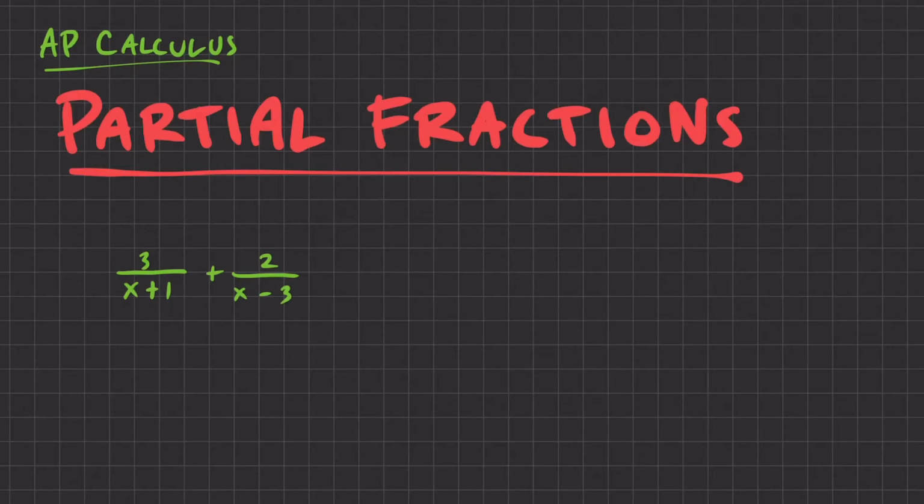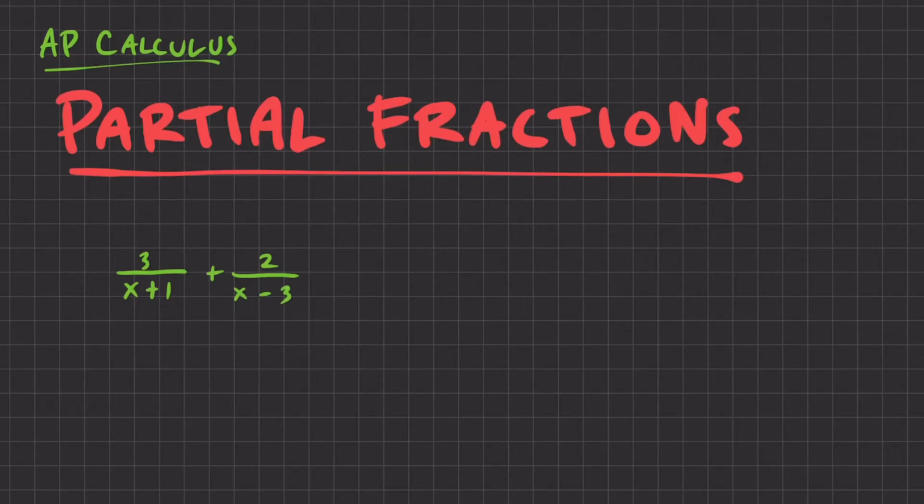So in case you forgot, in order to add fractions, they have to have a common denominator. And these two fractions clearly don't have a common denominator. The first denominator is x plus 1. The second one is x minus 3. So what we have to do is find a least common denominator. Or in other words, the least common multiple of the two denominators. So because they don't really have anything in common, the least common denominator is just going to be their product.